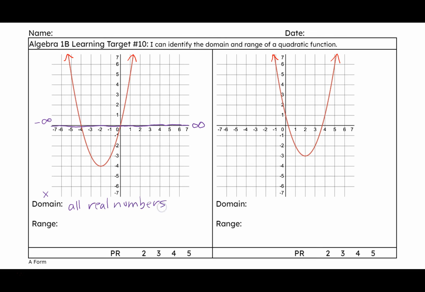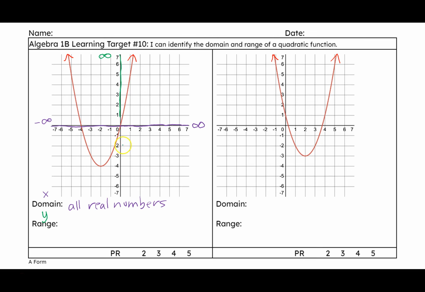There are no limitations for what x can be in a quadratic function. Now let's try range. Range is how far up and how far down this function can take values for. I notice that it does go up and up and up forever. So for the y direction, that's the vertical component, that is going to go up and up and up forever.